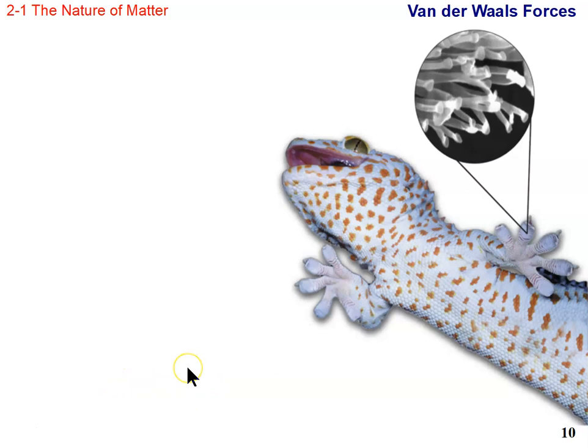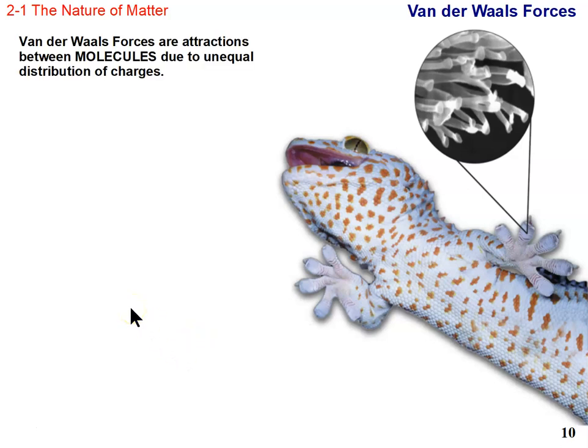Here we're looking at attractions between molecules, not between atoms, but between molecules. So once molecules have formed by covalent bonding, they can be attracted to each other also. So just like atoms can be attracted to each other, for example, by the opposite charges attracting in an ionic bond, molecules can be attracted to each other by opposite charges attracting also. So there can be an unequal distribution of charge in a molecule. And this unequal distribution of charge can cause molecules to be attracted to each other. And that's what we call a van der Waals force.